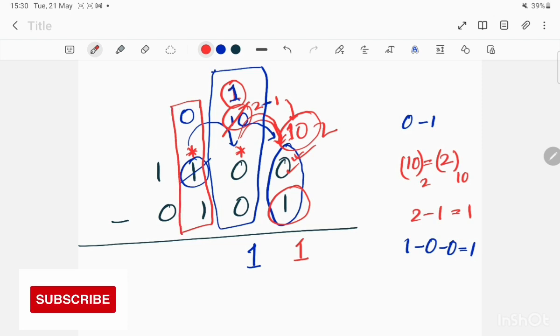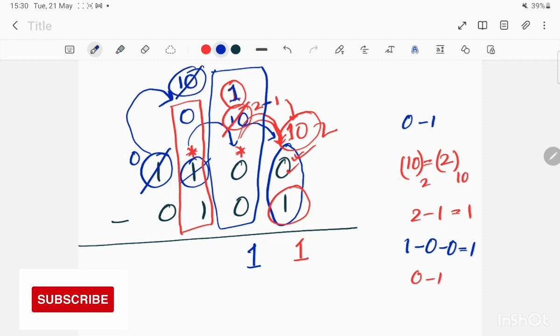Okay, now here again we have 0 minus 1. This is also the special case. Now what we will have to do? We will have to borrow from here. So it will give 1 to this position. So it will become 1 0 and this becomes 0. Now 1 0 is nothing but again 2. So 2 minus 1 is equal to 1.